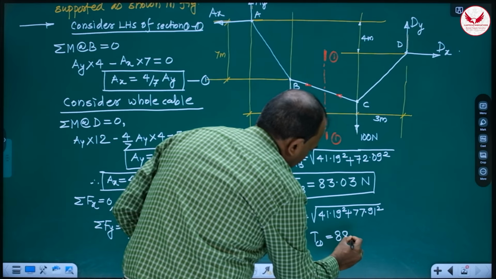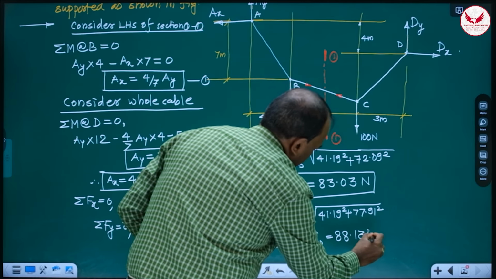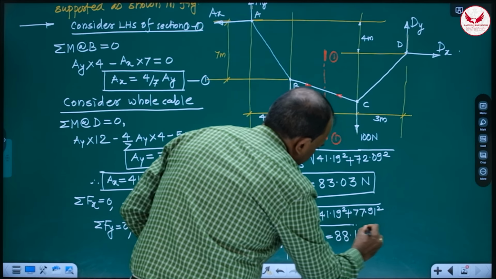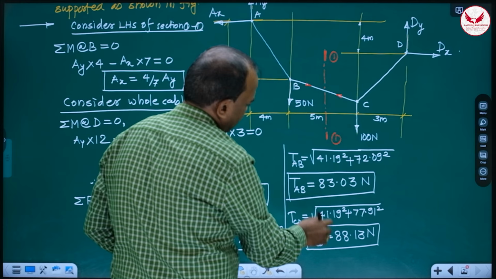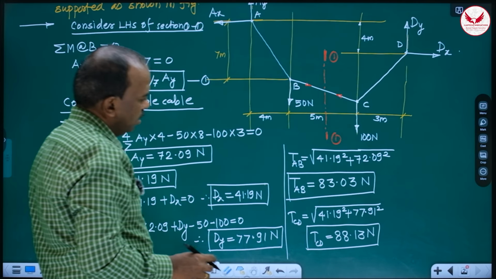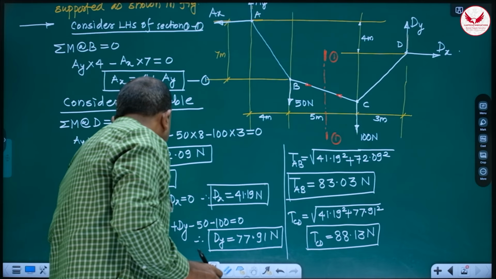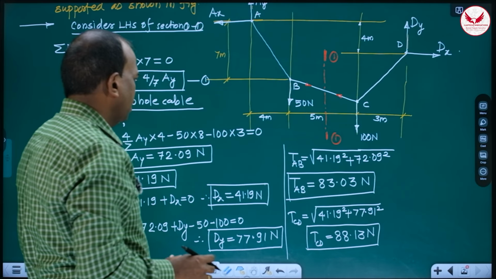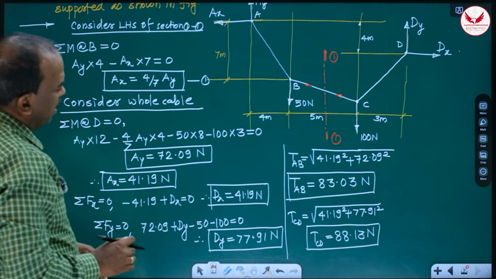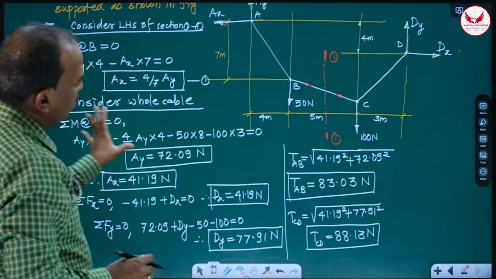88.13. And if in the problem maximum tension is asked, this is going to be maximum tension. Always it is nearer to the support. 88 is going to be the maximum tension in the cable segment. So now again this problem is not finished.